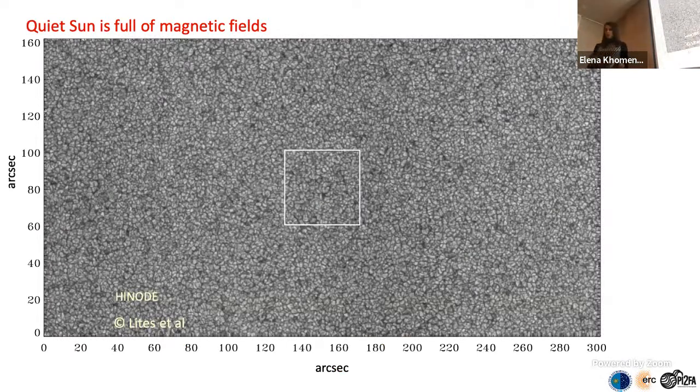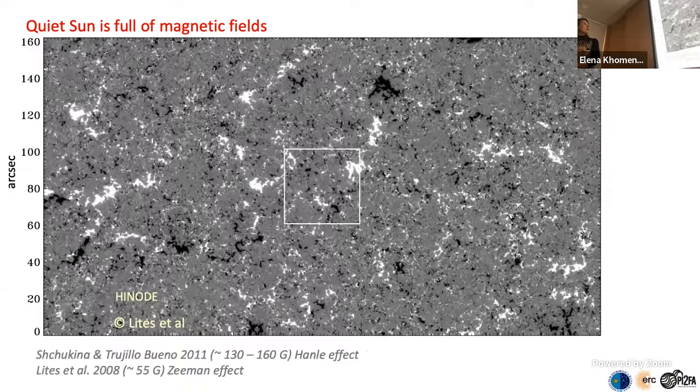Now, if we go to the sun, we know that the whole sun is magnetic. So if we go to a very magnetically quiet region of the sun, like this one shown here, which is a famous map by Hinode, that has been analyzed in many studies. This is one of the most studied maps of the quiet sun, I think, in the history of solar physics, probably. You may see that this is boring, but of course it's not, because if you look at this in polarization, you see that this is full of magnetic fields.